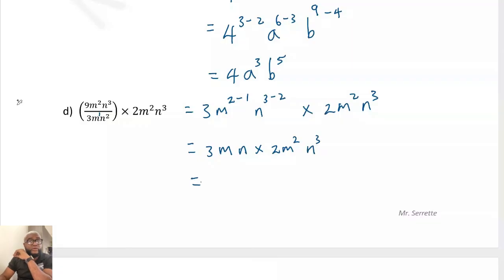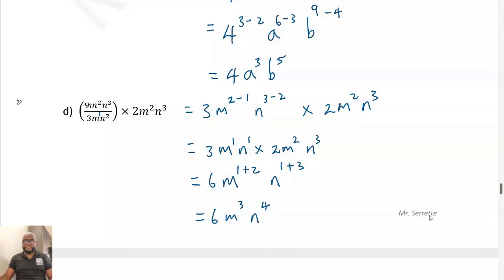Right? So let's work here now. What will we get? Talk to me. 6. I hear 6. M to the what? 1 plus 2. Excellent. N to the 1 plus 3. Everybody good there? Powers of 1 are understood here, my children. So this will be 6m to the power of 3, n to the power of 4. So when you're doing multiplication, you're adding the powers.